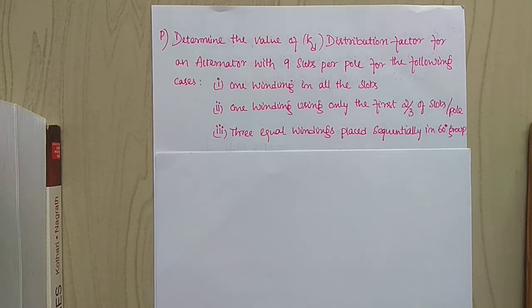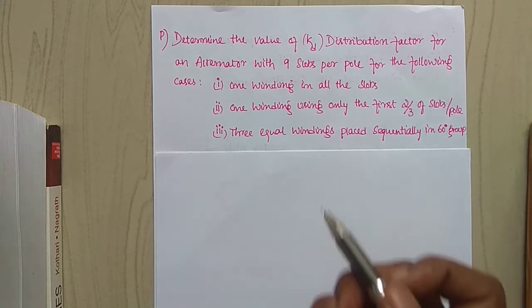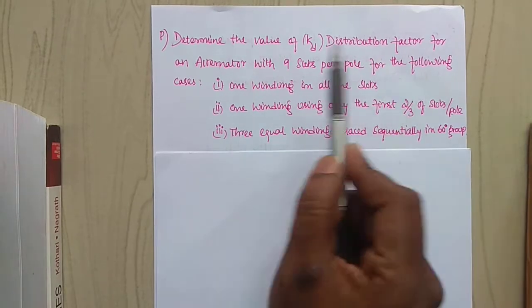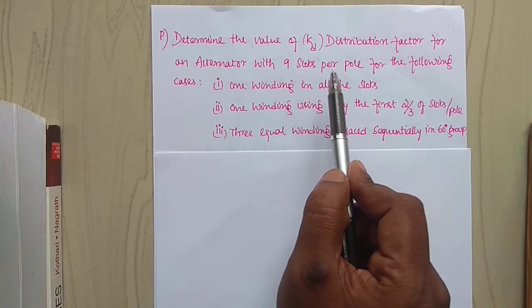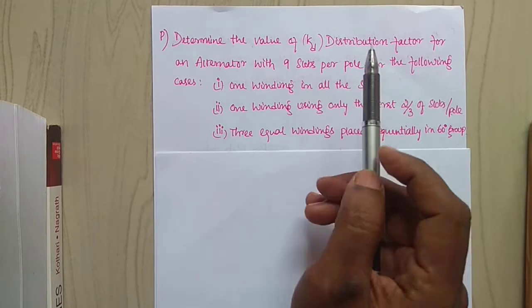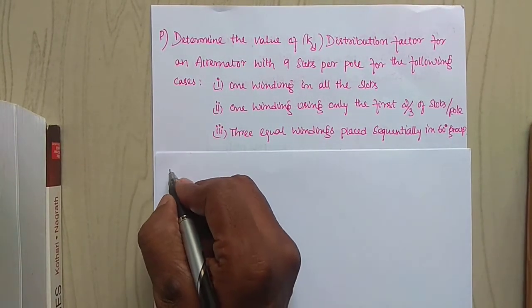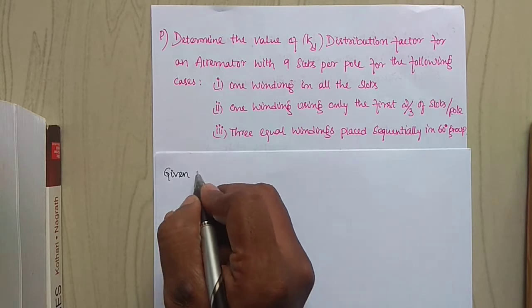Hi students, this is one more numerical problem on evaluation of distribution factor for an alternator. Here they are asking the distribution factor for an alternator with 9 slots per pole. So write the given data. Here only one piece of information is given.